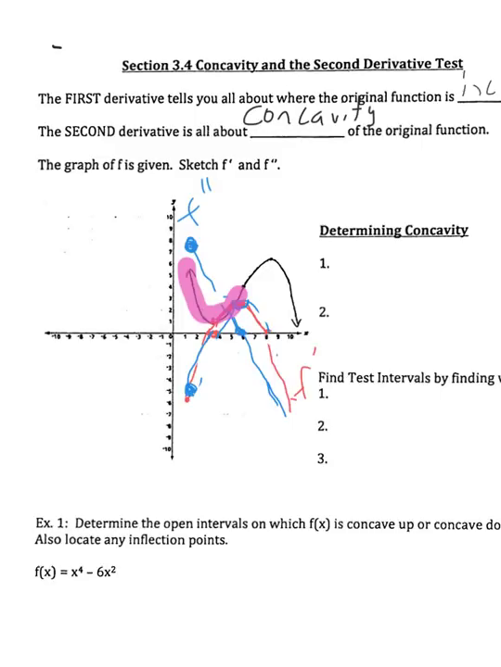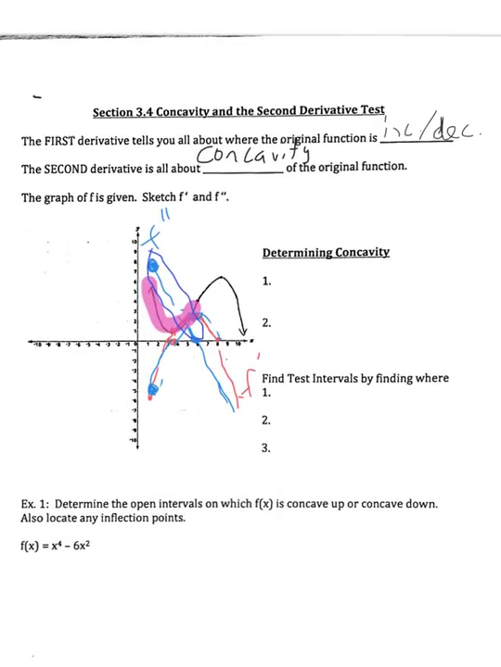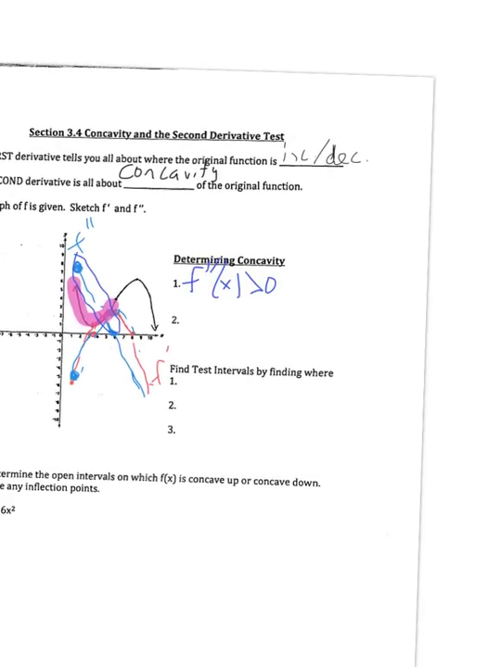are above the x-axis. So where that purple is highlighted, where the graph is concave up, f double prime is all above the x-axis. So just like if you look at f prime, where f prime is positive, the original function's increasing. Well, where f double prime is positive, the original function is concave up. And that's how we can determine concavity. We're looking at the second derivative, and if f double prime is greater than 0, then f of x is concave up.